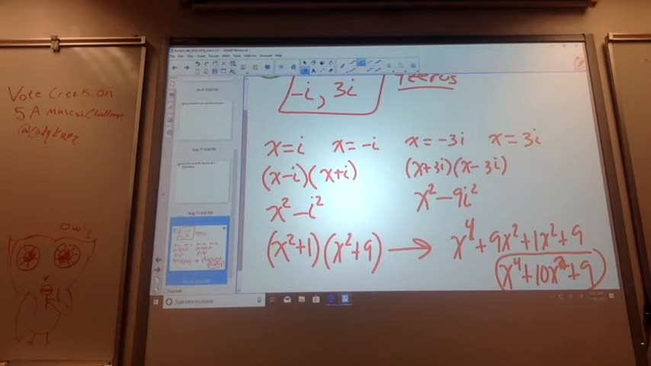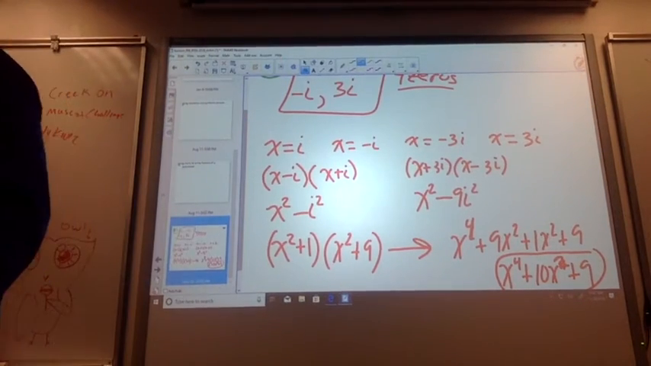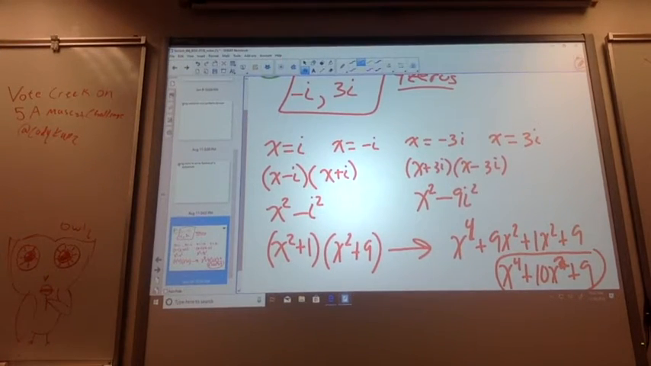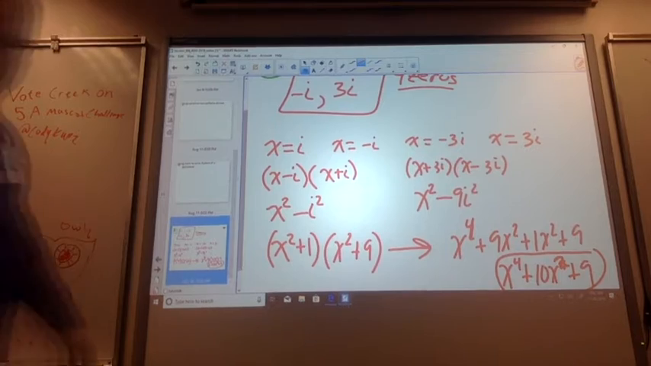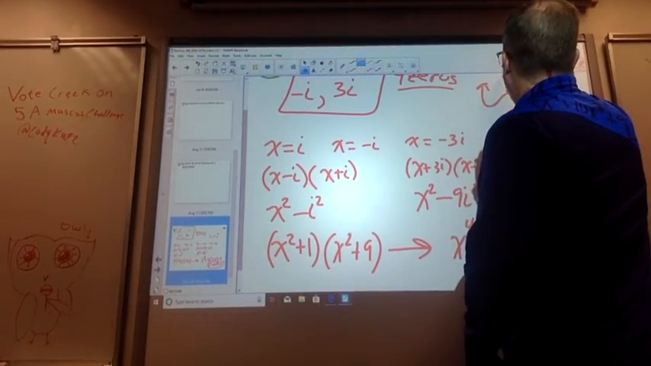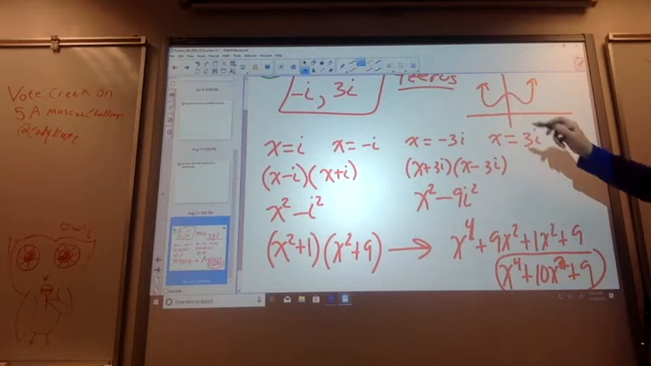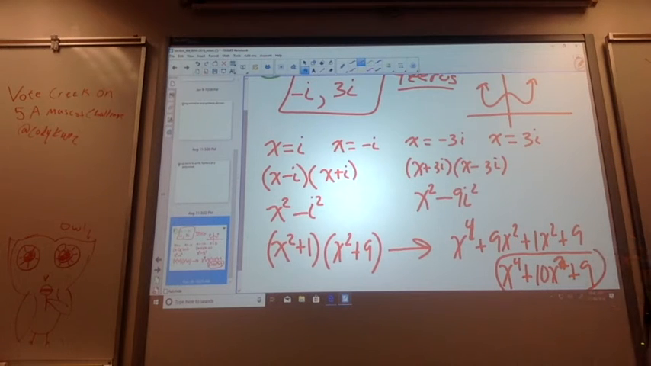So the big thing you have to remember, when you have a value that is i, if they didn't give you the conjugate, you have to add that zero as well. This, as a graph, would have done something like this, where the xy axis is right there. Okay? This is the point 0, 9 because of that. But that's what it would look like. It does not cross the x-axis at all. Okay?